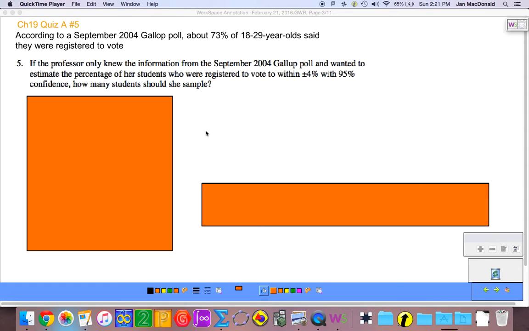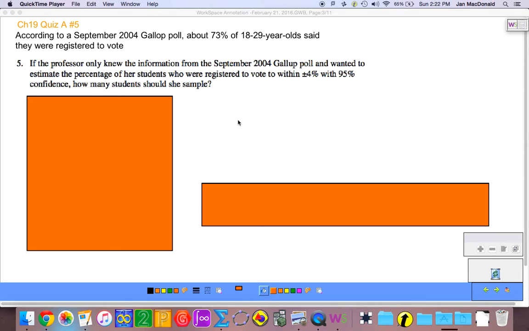According to a September 2004 Gallup poll, about 73% of 18 to 29-year-olds said they were registered to vote. And just a reminder, Gallup is like the leading polling organization, at least in the USA, if not in the whole world. So when they talk about Gallup polls, we would talk about the true proportion or the true population proportion, which we know is P. So about 73% of 18 to 29-year-olds said they were registered to vote.